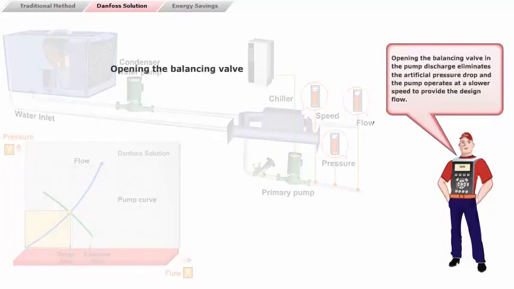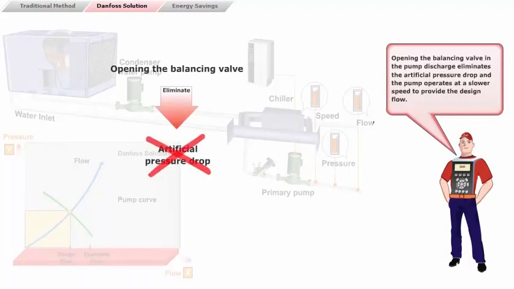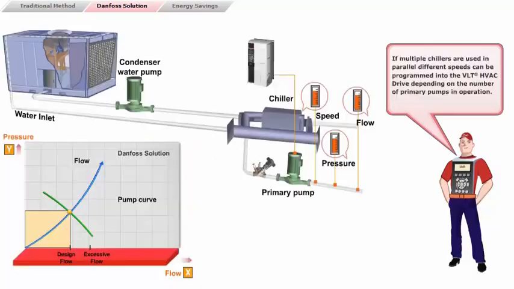Opening the balancing valve in the pump discharge eliminates the artificial pressure drop, and the pump operates at a slower speed to provide the design flow. If multiple chillers are used in parallel, different speeds can be programmed into the VLT HVAC drive, depending on the number of primary pumps in operation.